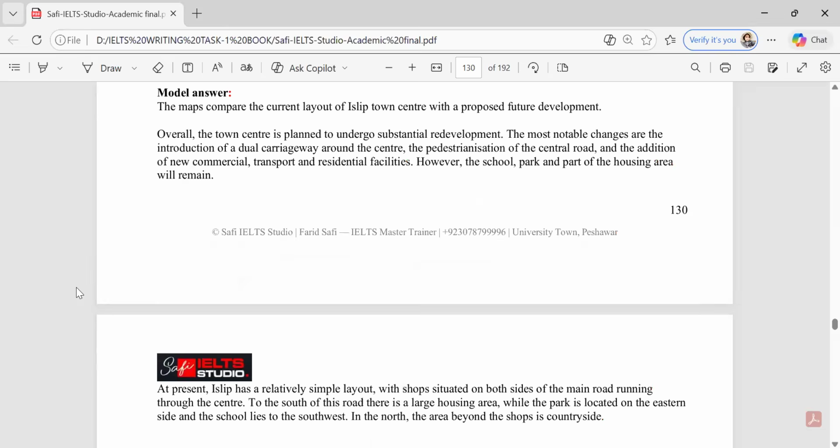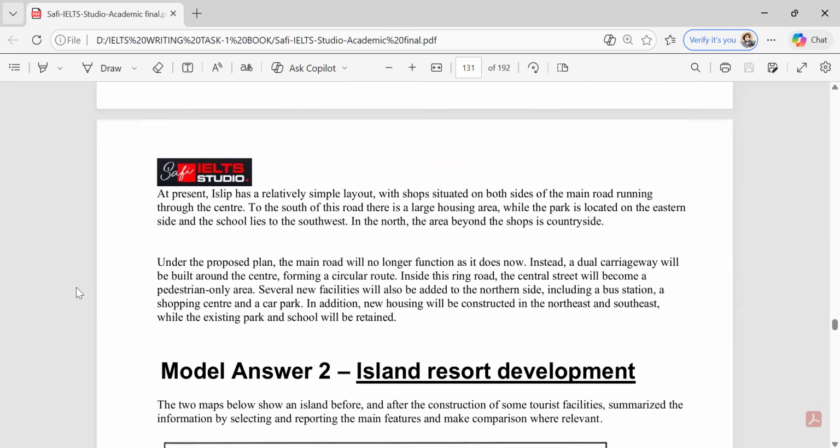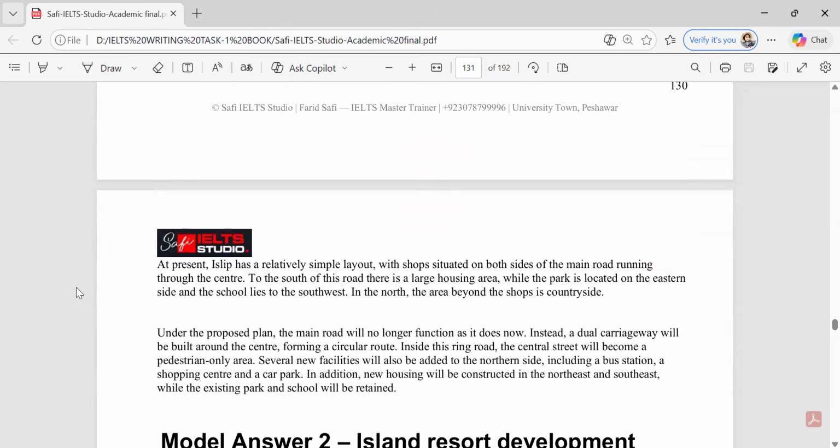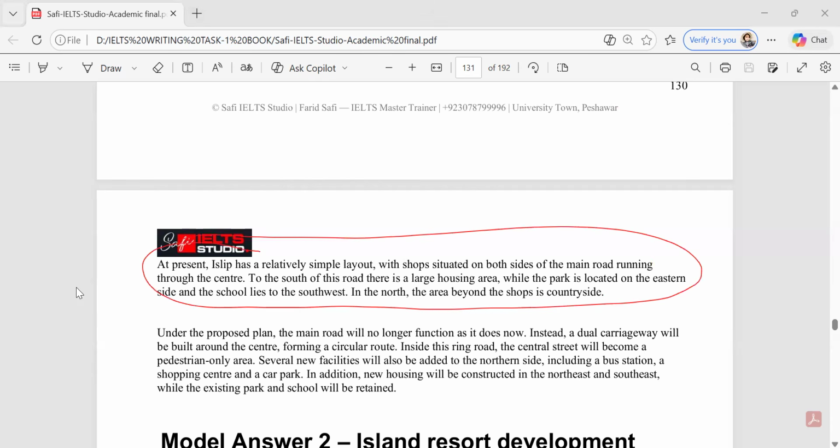इसमें मॉडल आंसर है, आप लोग रीड कर सकते हैं. अब जैसे मैंने कहा कि एक प्रेजेंट में एक फ्यूचर में, अब इस पैराग्राफ को देखें. इफ यू जस्ट गो थ्रू दिस, सो वी हैव यूज्ड व्हिच टेंस? प्रेजेंट टेंस. क्लियर? प्रेजेंट टेंस वी हैव यूज्ड. इज लोकेटेड, लाइज. कैन यू सी?